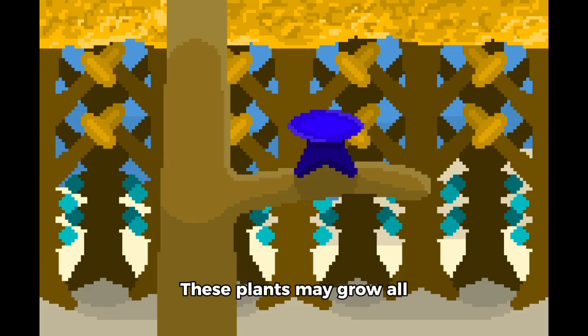These plants may grow all along their host plant, enveloping it in a dense covering of blue leaves and stems. We will call these plants the Laspis philo, and they grow up to 10 inches tall.